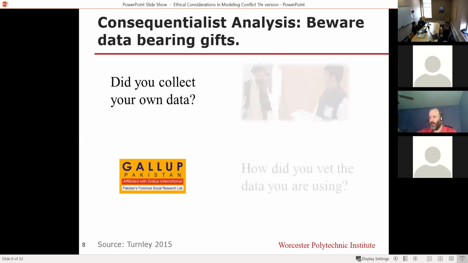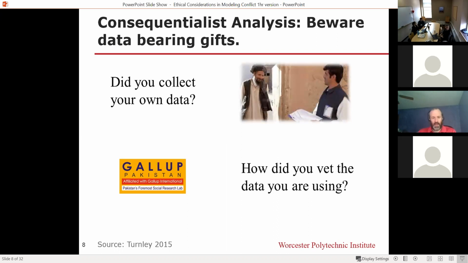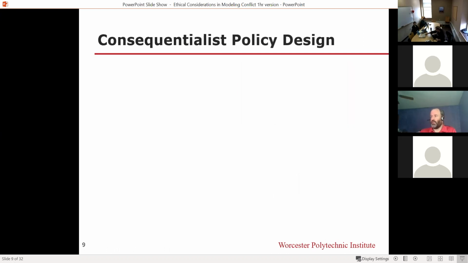She was talking about Gallup in Pakistan and interviewing folks in Afghanistan. Well, what are the biases at play there? What are the potential influences of the questions being asked and the data being collected? These are things to consciously think about and inform yourself before you make modeling decisions on them.